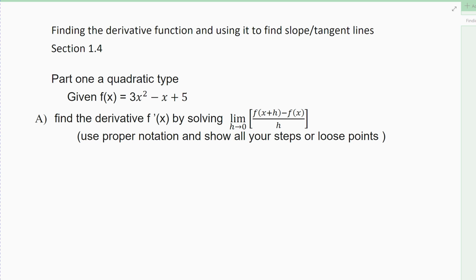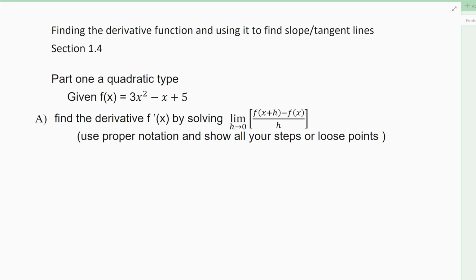All right, so the first video is the quadratic type. So find the derivative of a quadratic function by solving the limit as h approaches 0 of the difference quotient, of the average rate of change. This finds instantaneous rate of change. That's what it finds, slope of the tangent line. So again, make sure you watch those other videos so you understand why we're using this. We're just going to now practice doing it.